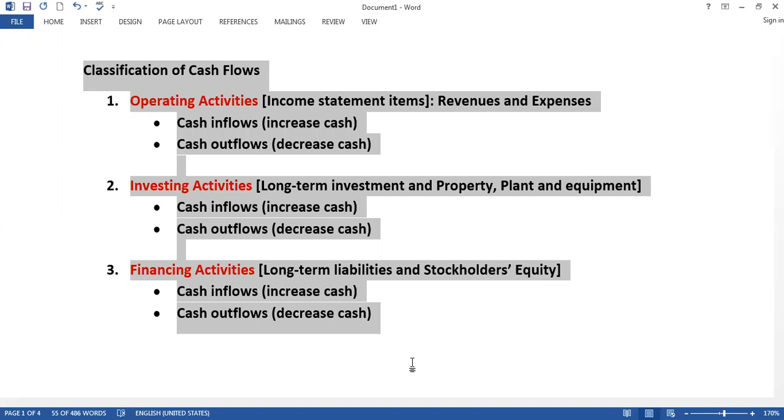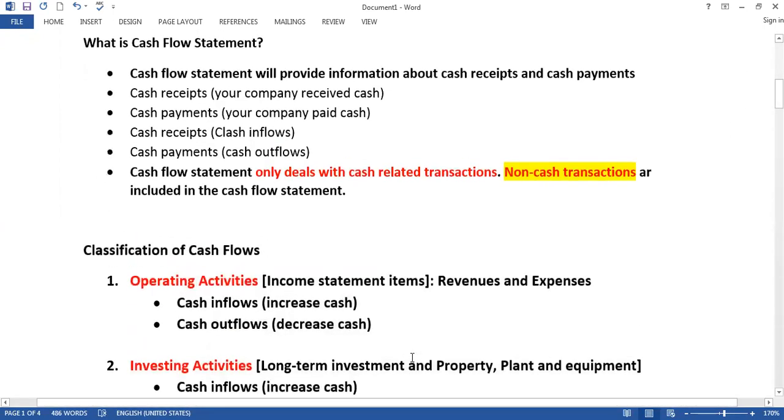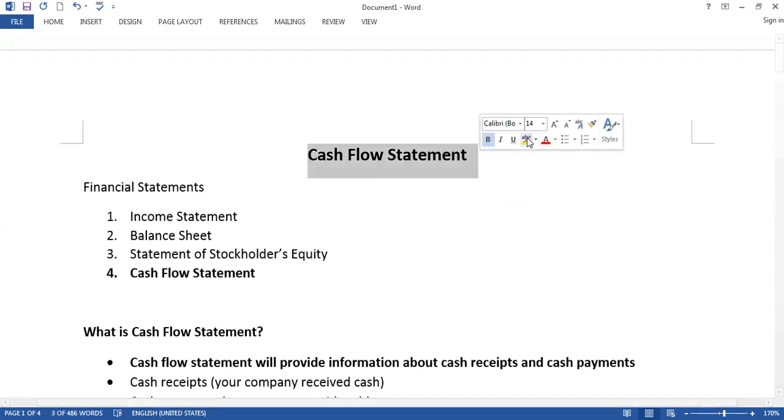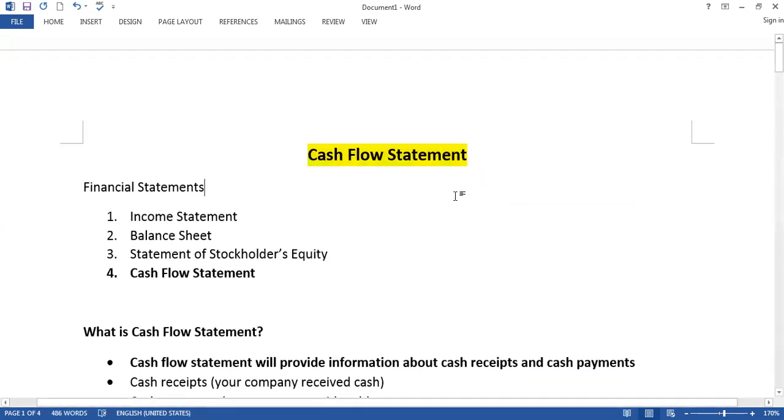So this is the first class about the cash flow statement. It is quite a difficult chapter, so I will go very slowly, step by step, to give you more detailed information about the cash flow statement. The cash flow statement is also a very important topic in accounting.